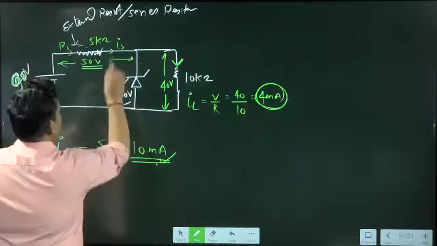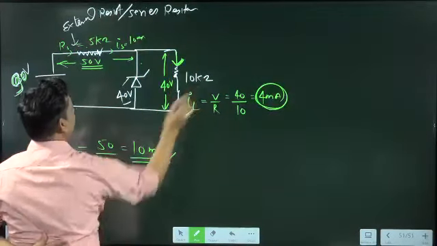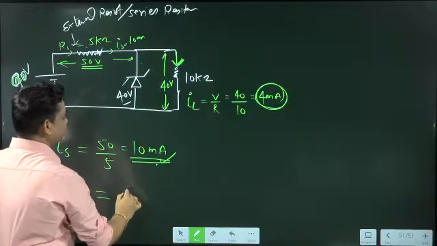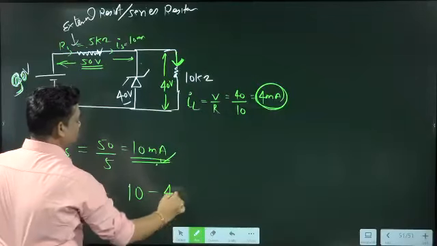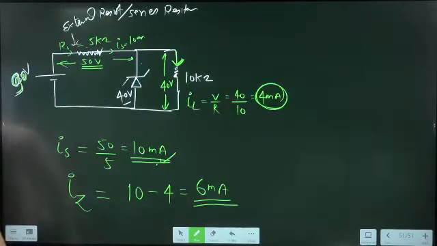Out of 10 coming, how much is going here? Here it is going fixed 4. So what is the current through the Zener? Current through the Zener we can write as 10 minus 4, that is 6 milliampere. That is basically your current in the Zener.